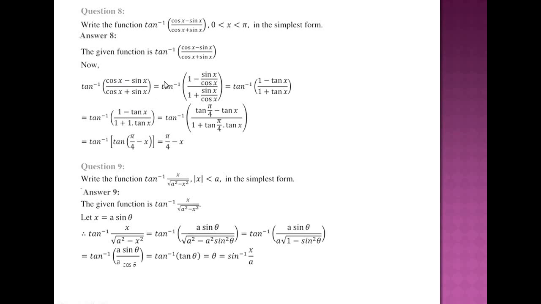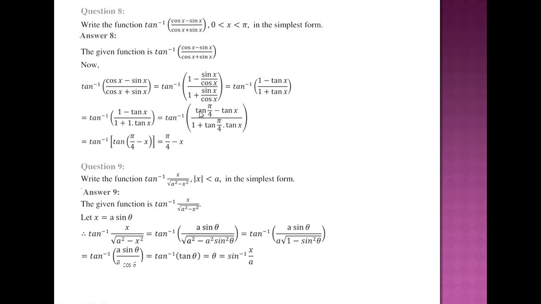So cos x upon cos x is 1, minus sin x upon cos x is tan x. Cos x upon cos x is 1 and sin x upon cos x is tan x. So I am dividing the numerator and denominator by cos x. So 1 can be written as tan pi by 4, tan x as it is, and this 1 I am writing as tan pi by 4.